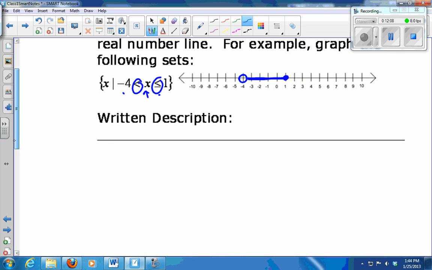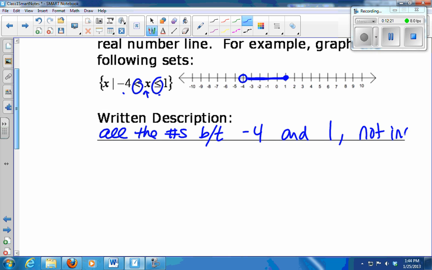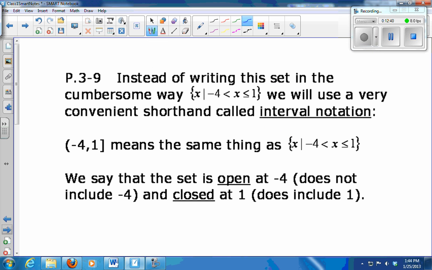So if I wanted to write it out in words, I would say all the numbers between -4 and 1, not including -4, and including the 1. So it's kind of cumbersome to write it out in words. Set builder notation was a little bit of an improvement over writing it out in words. An even better improvement would be to write it out using something called interval notation.